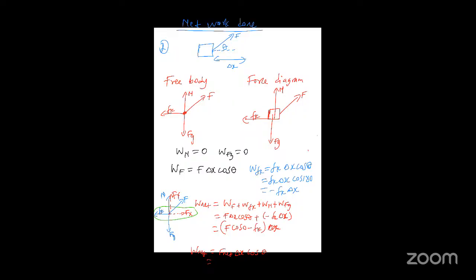Forces acting parallel to the surface: Fx minus Fk, change in x, cos 0. Then Fx is F cos theta, minus Fk, change in x. Guys, can you see that this one is the same as this? These two are the same.